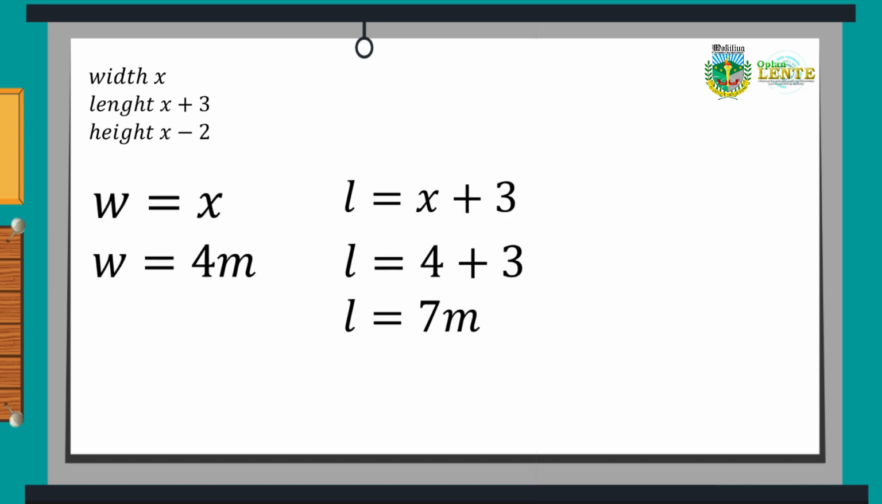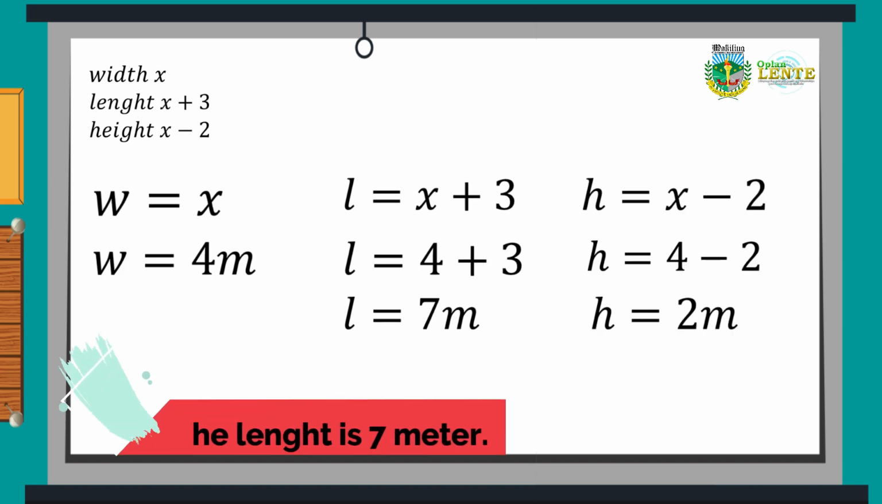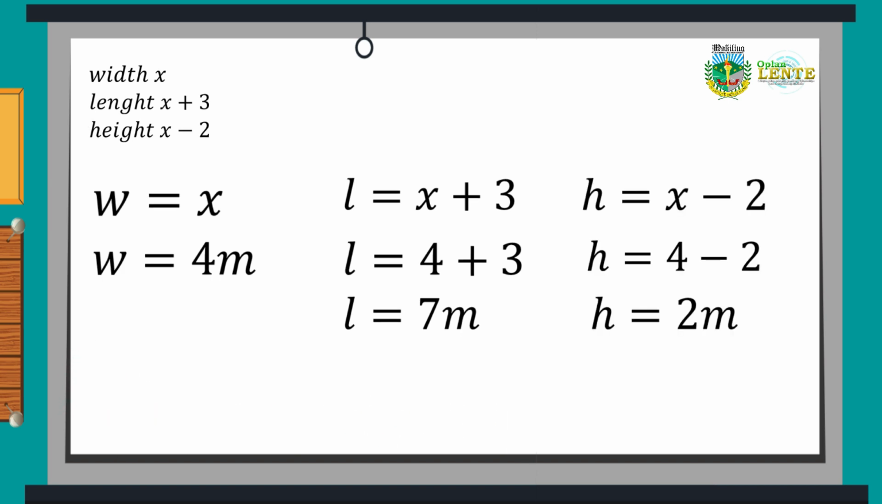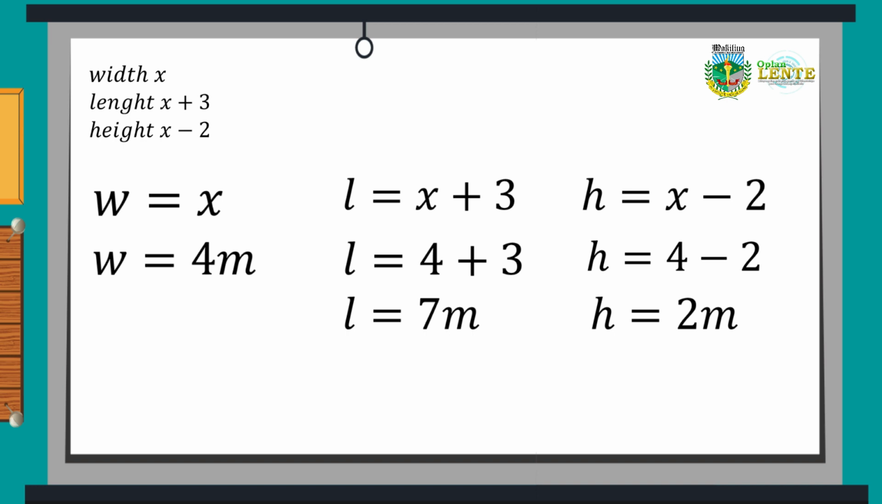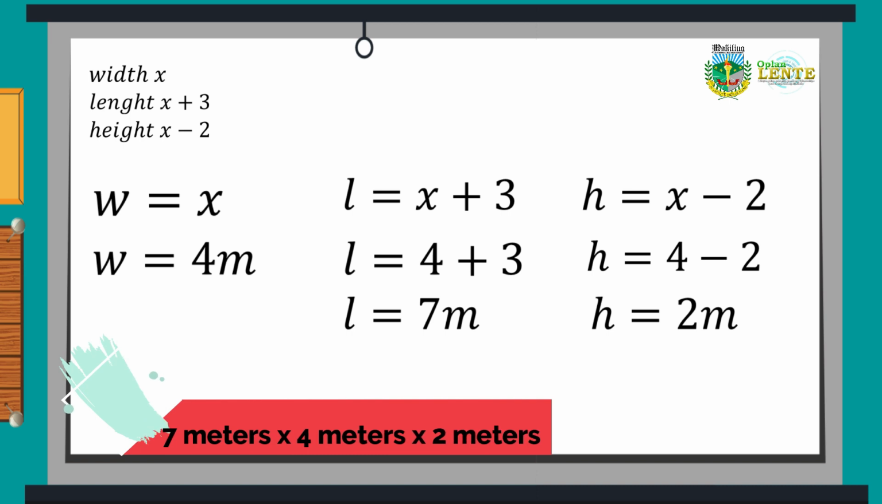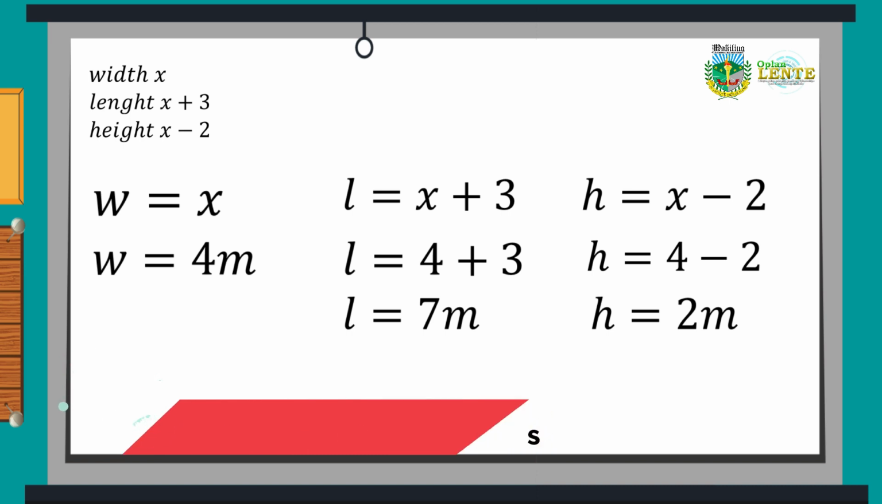For the length, L is equal to x plus 3. Let us replace x with 4, so L is equal to 4 plus 3. Therefore, the length is equal to 7 meters. And for the height, h is equal to x minus 2. Substitute 4 for x, and the result will be 2 meters. Therefore, the garbage bags can have dimensions 7 meters by 4 meters by 2 meters.